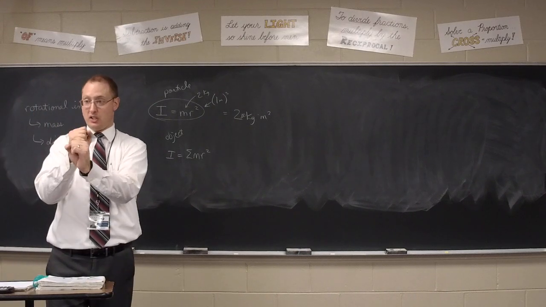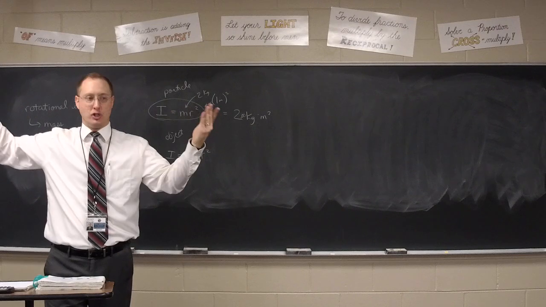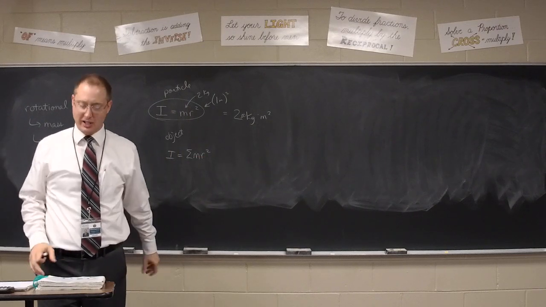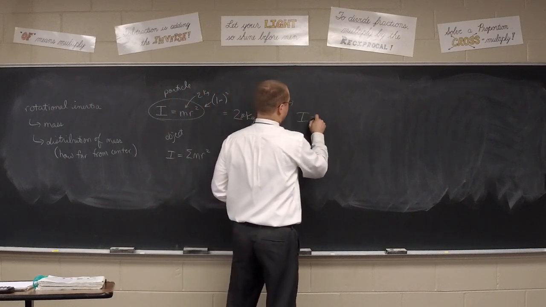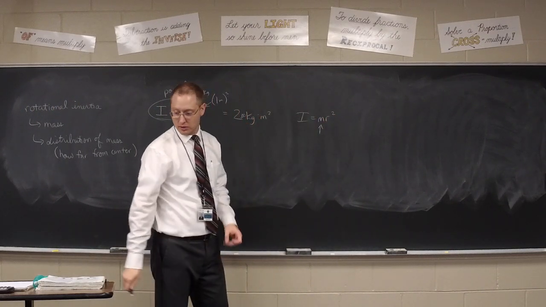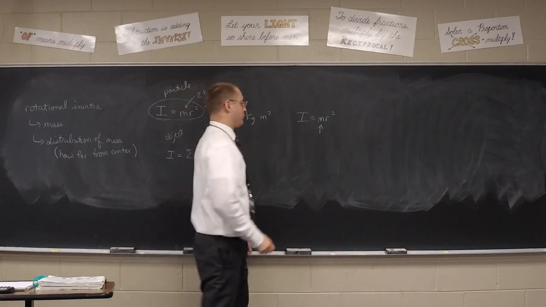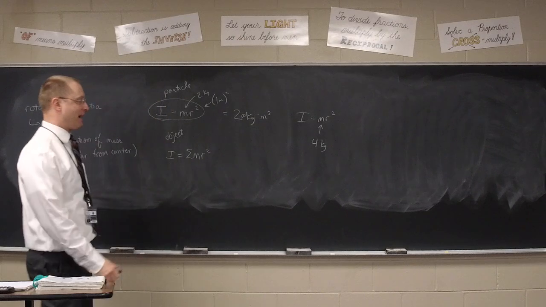Because some of the mass is at the center, some of the mass is halfway out, some of the mass is at the edge. On average, the mass is halfway out. Right? So that's the reason for that. So I equals mr squared again for a ring, or in this case, the iron hoop. What is the mass of said hoop? 4 kilograms. So about a 9-pound, almost 10-pound hoop.